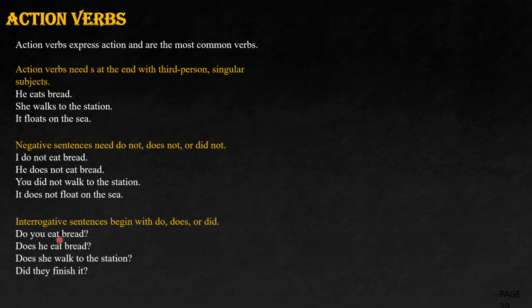Next one is interrogative sentences with do, does, did. For example, when it comes to questions, we have: do you eat bread? Does he eat bread? Likewise, did they finish it? Or does she walk to the station? So likewise, we can create the interrogative sentences.